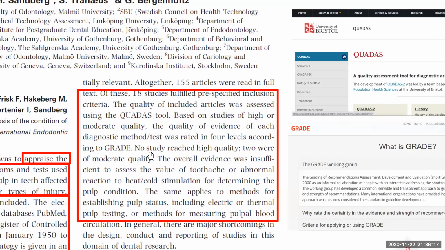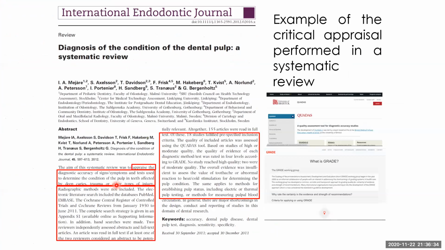Their conclusion: no study reached high quality, 2 were of moderate quality. The overall evidence was insufficient to assess the value of toothache or abnormal reaction. And in this way, systematic reviews can reach clinical guidance. So this can be considered clinical decision-making that can help the clinician in their work.